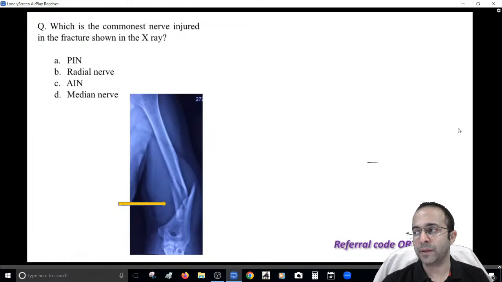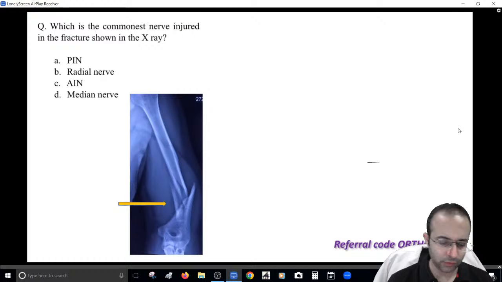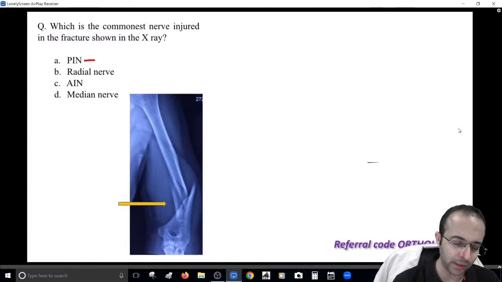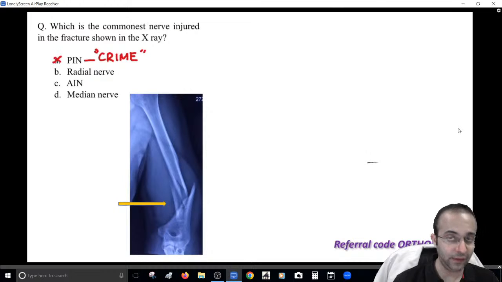Well, Harshal is expecting PIN, posterior interosseous nerve injury. Okay, PIN. So a lot of people say PIN. Come on. People who are answering it as PIN, I think that's what you are doing right now, committing a crime. Criminal to say PIN. No, please, never.